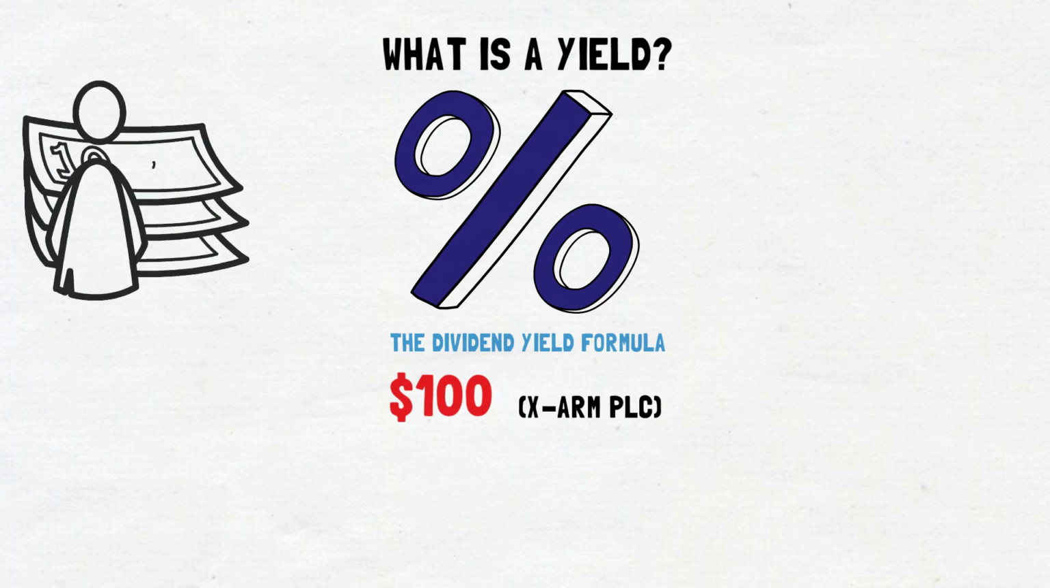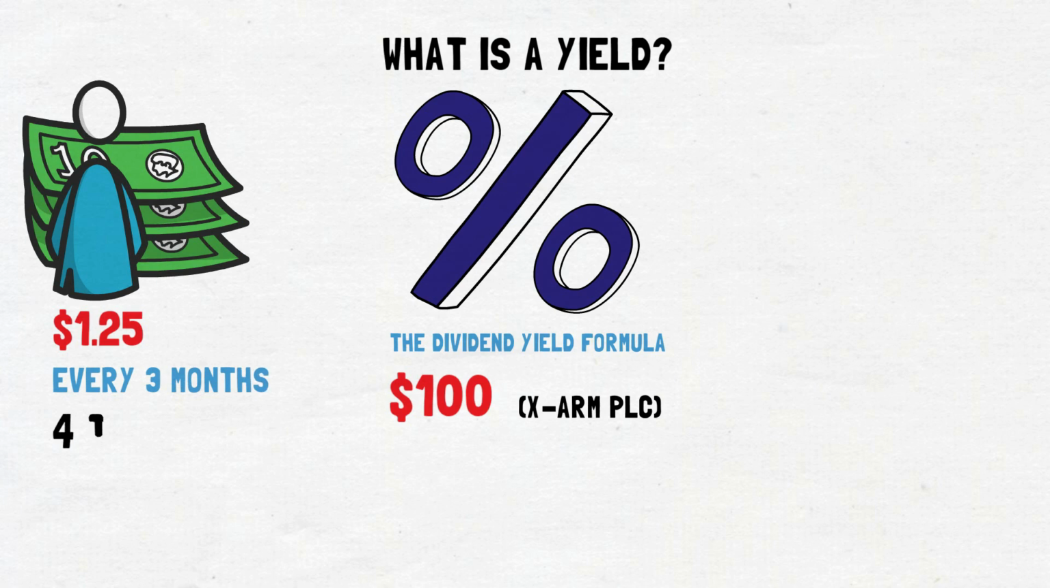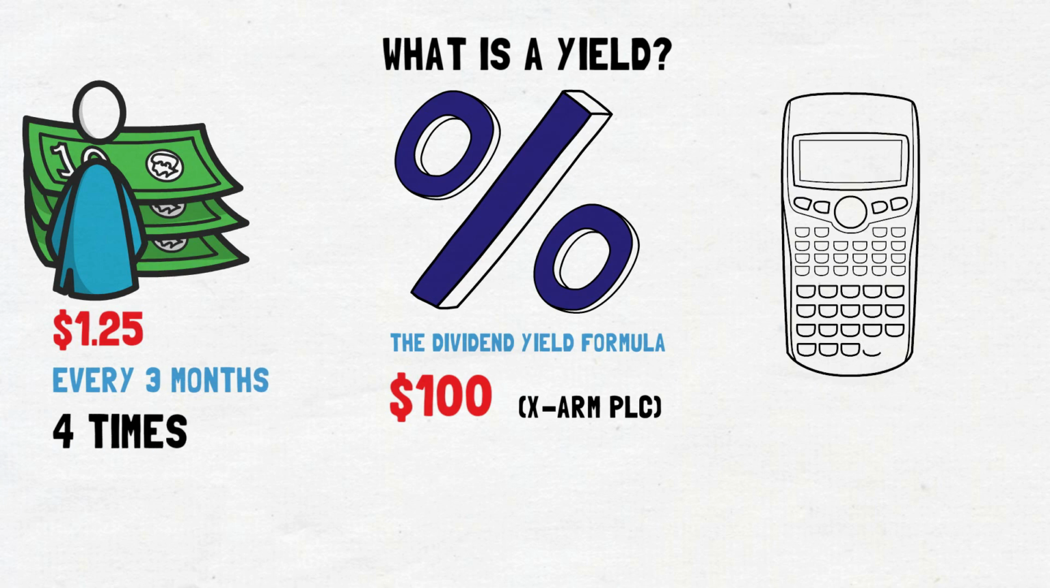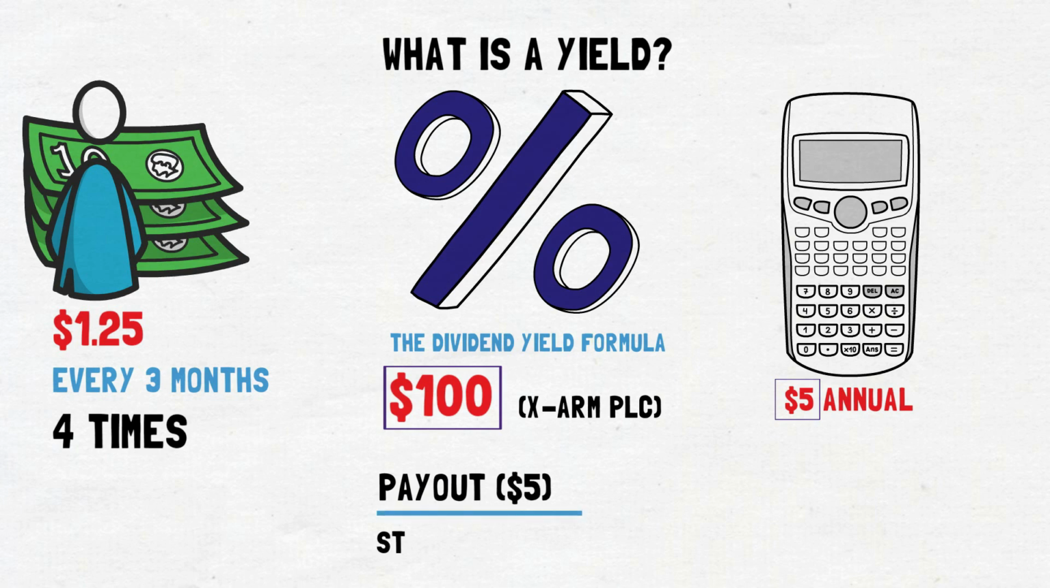This stock, XARM PLC, pays its shareholders $1.25 every quarter, so every 3 months, and that means it's 4 times per year. Doing some quick maths, that means that it has a $5 annual or yearly payout to everyone who owns the stock. So all we need to find the yield is those two numbers, the stock's price, $100, and the stock's annual payout, $5. Now we can divide the payout, $5, by the stock's price, $100, and we get 0.05, or in other words, 5%. So XARM PLC has a dividend yield of 5%.